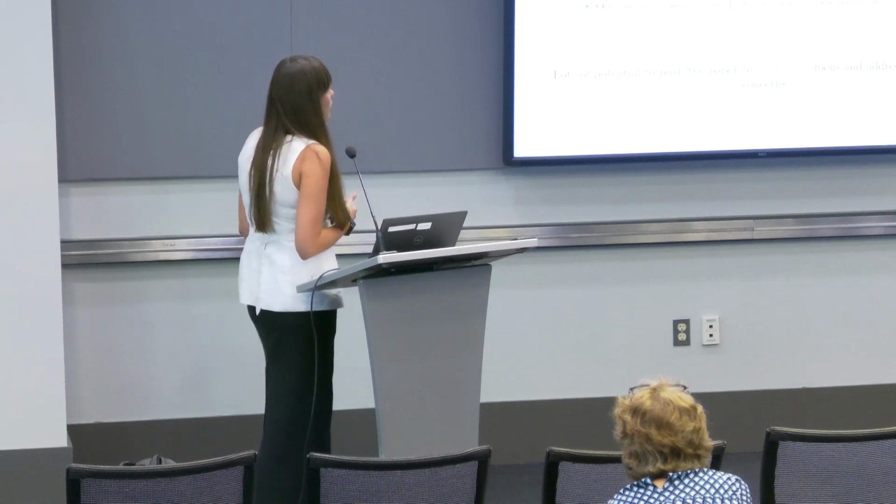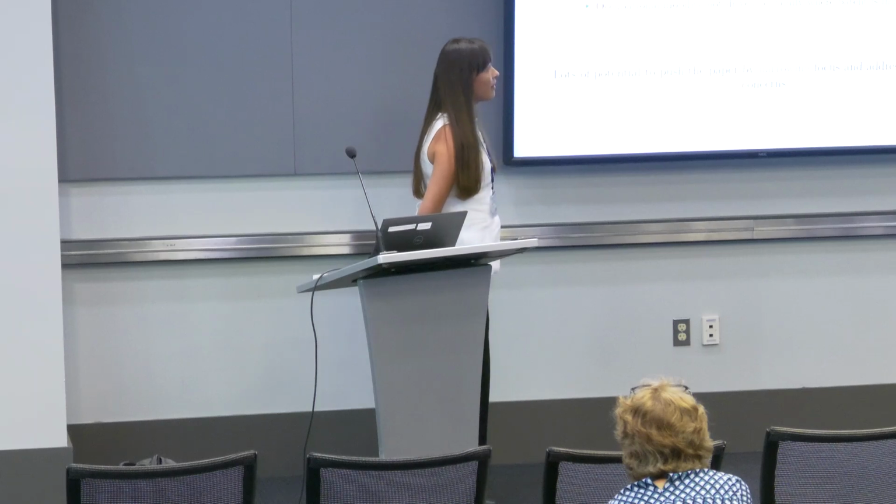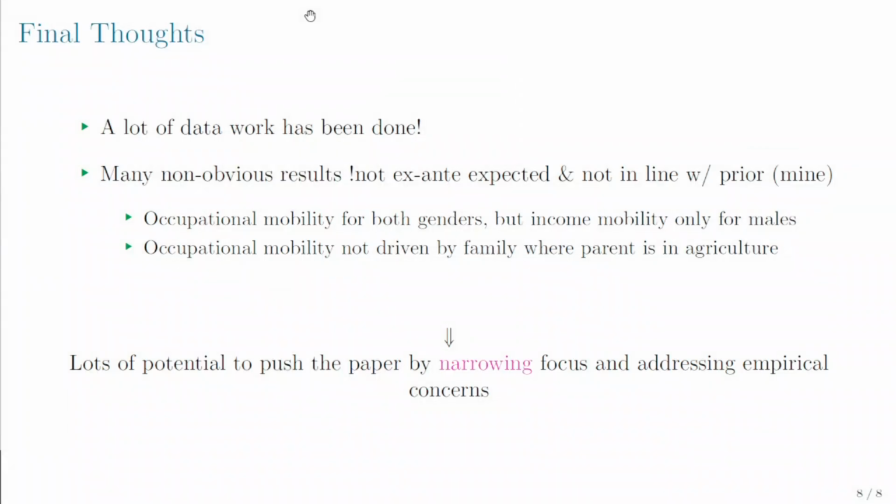The second one, which I was very intrigued by, was that occupational mobility is not driven by families where the parent is in agriculture, because this is what I would have thought initially, given the history of Vietnam, that all of this is driven by those who are moving from agriculture to other sectors. But indeed, there are some results in the appendix that show that this is not the case.